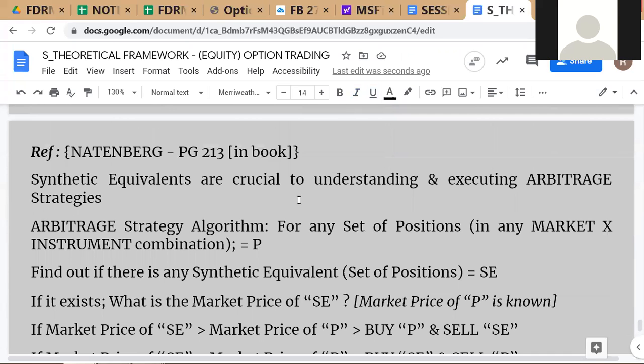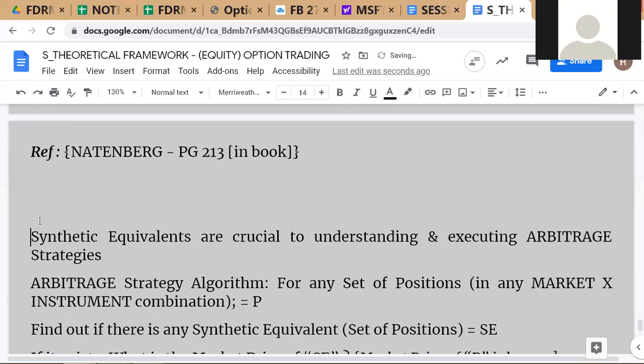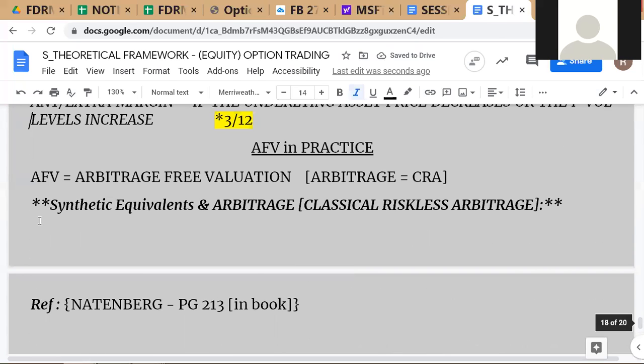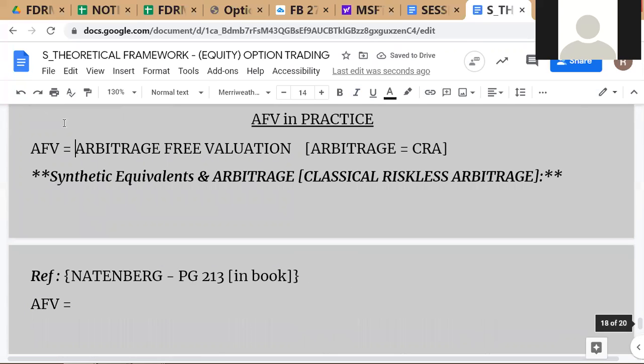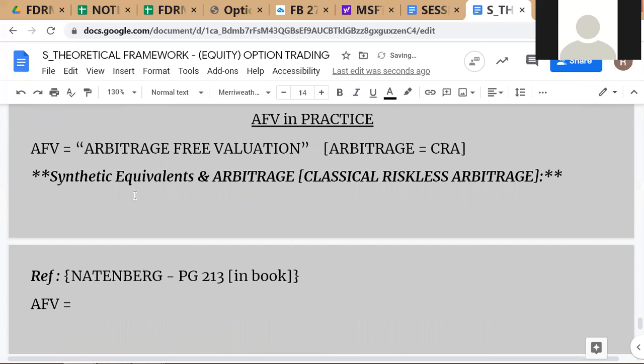Okay, so arbitrage-free valuation, AFV, is a term that is used in the world of finance. You have to be familiar with this term, arbitrage-free valuation. It is a term of art in the financial sector, so if anybody in the financial market says arbitrage-free valuation, you should understand exactly what they mean.